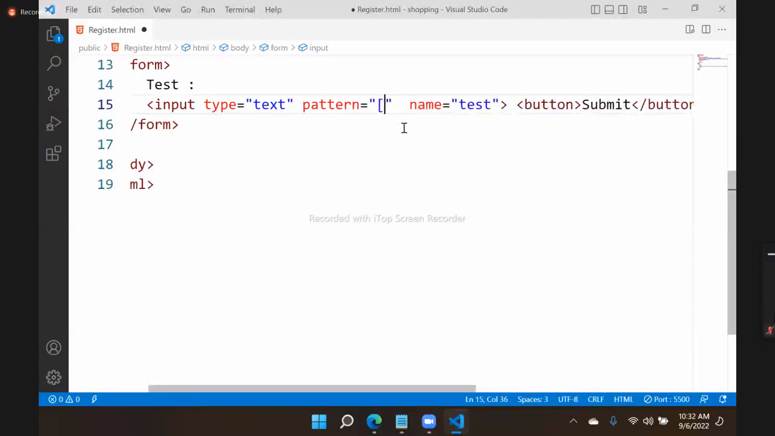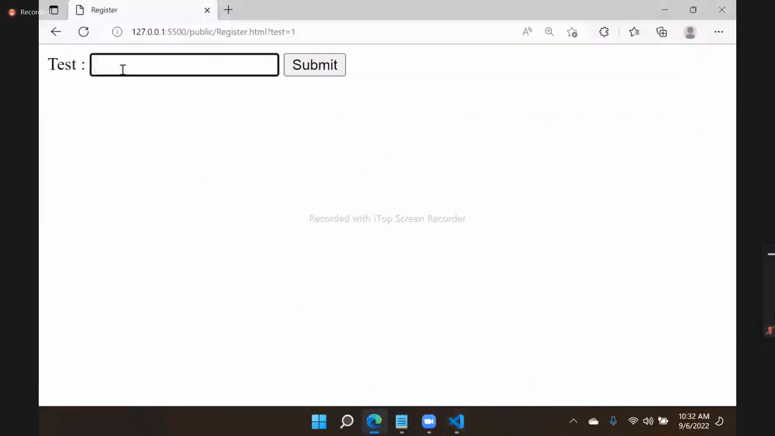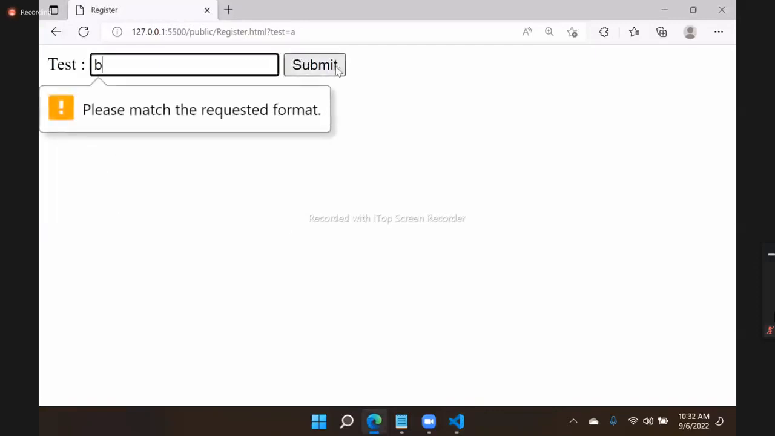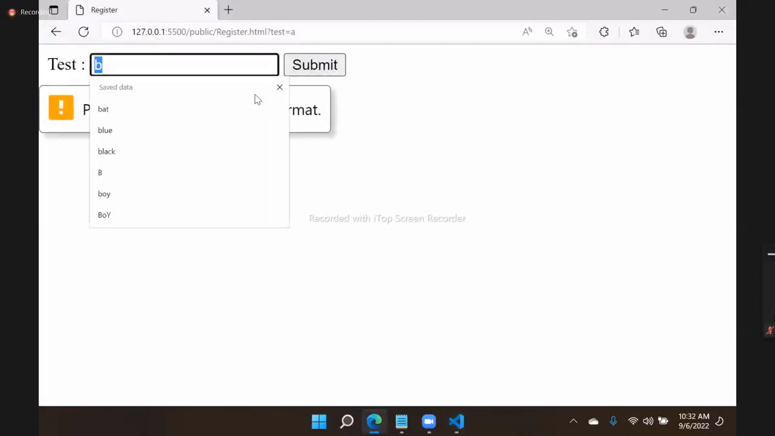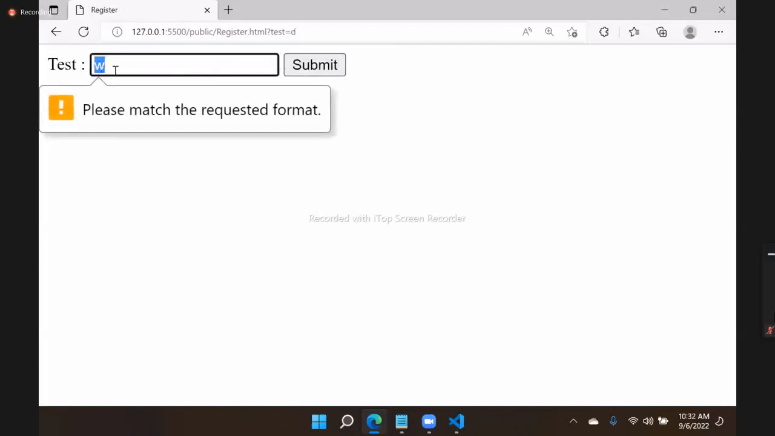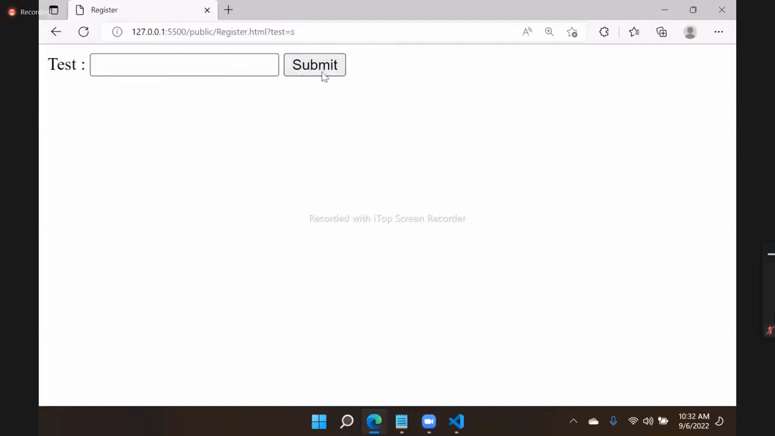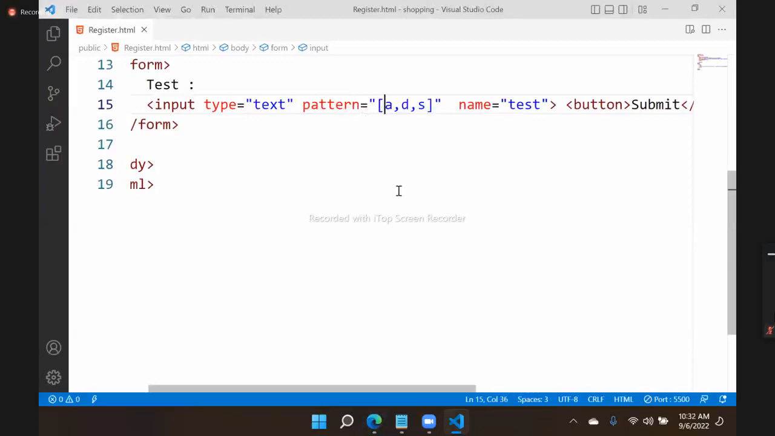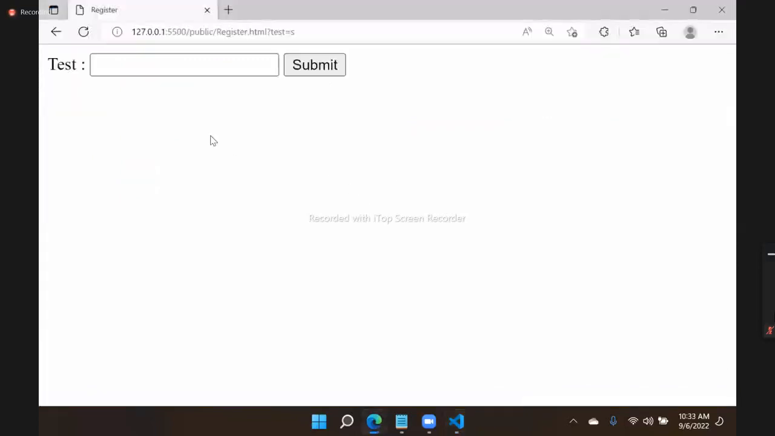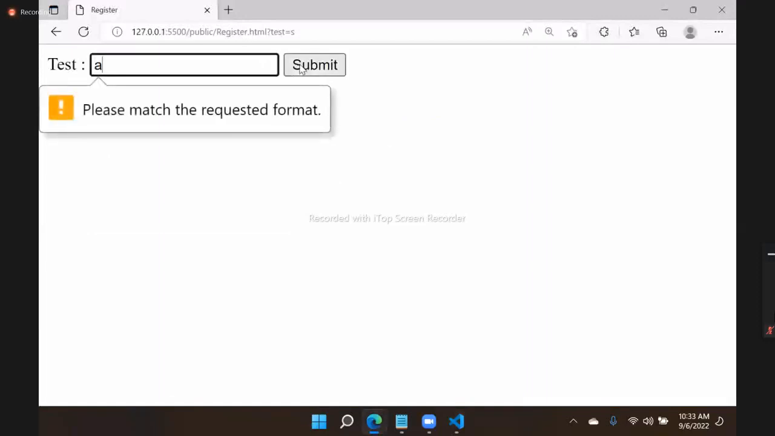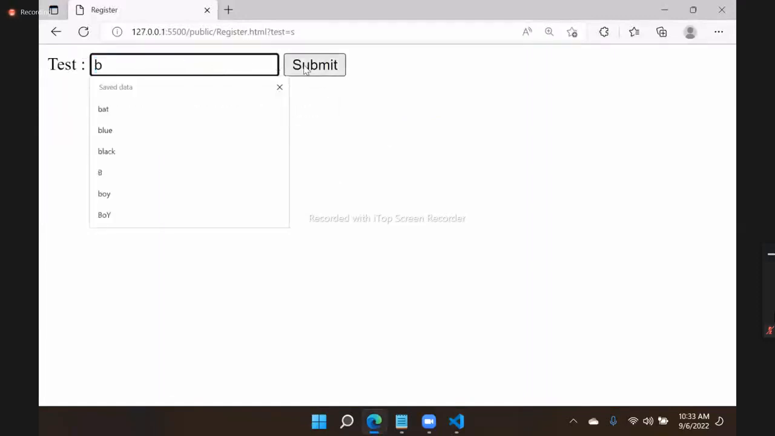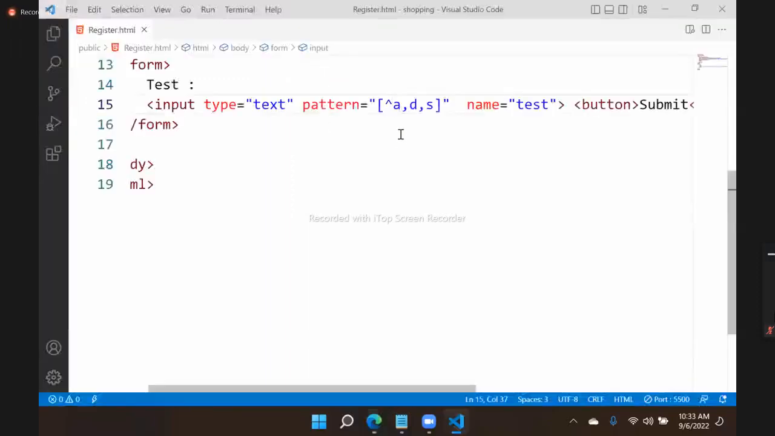Suppose I am writing like this: caret, A, D, S. Here I am typing A, submit. I am typing B, submit. It's not allowed. What else is allowed? D is allowed. E, W, not allowed. What else is allowed? S is allowed. Now I used the caret here, and when I type A, it is not allowed. If I type B, it is allowed. That means other than these three, all are allowed.